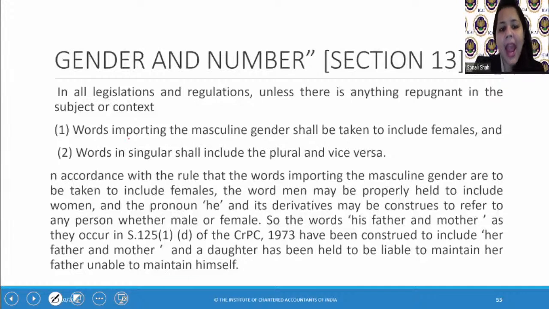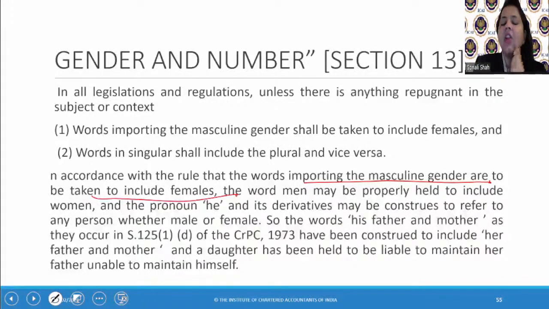Next is gender and number. So section 13 says, whenever the provisions talk about male, it is deemed to include female also. And whenever the words include singular, it is deemed to include plural also. So if you look at here, in accordance with the rule, the words importing the masculine gender are to be taken to include female as well.